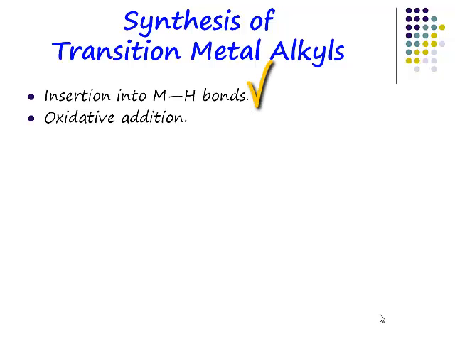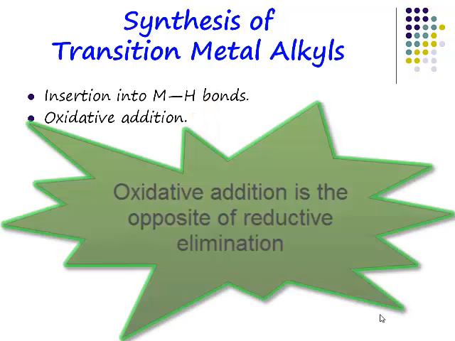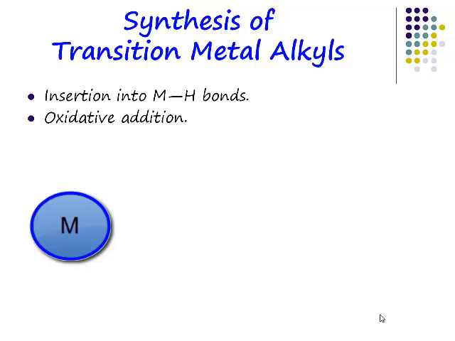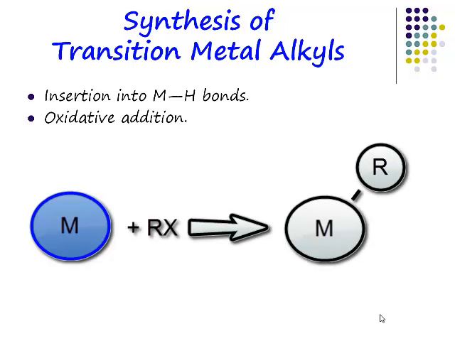You can have insertion into metal hydride bonds, so you can insert an alkene into a metal hydride functionality. Oxidative addition: you can take an alkyl halide and oxidatively add. Now, what is oxidative addition? Oxidative addition is the opposite of reductive elimination. It is where you take an element and add an alkyl halide to it, and you make a new metal carbon and a new metal halide bond. Your coordination number increases by 2 and your oxidation state increases by 2. We call that an oxidative addition.